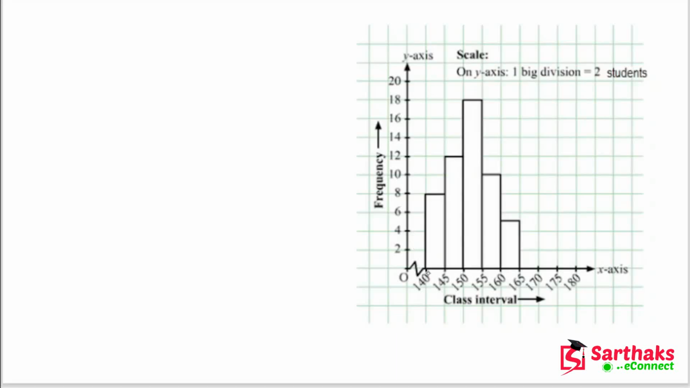On the y-axis we are representing a class size of 5 with the help of 1 centimeter, but here for 1 centimeter we are using only 2 students. So this was the entire graph.